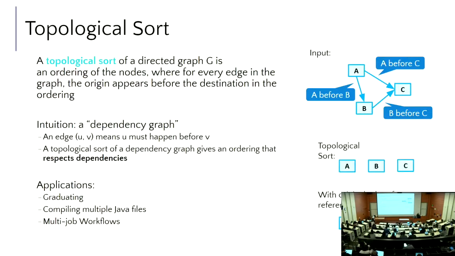So for example, we have this ABC graph up here. A points to B and C, which means A must come before B and C. Then we see that B must come after A and must come before C, but C can't come before any of those. And so we'll end up with a topological sort of ABC. That's kind of what our goals are here.